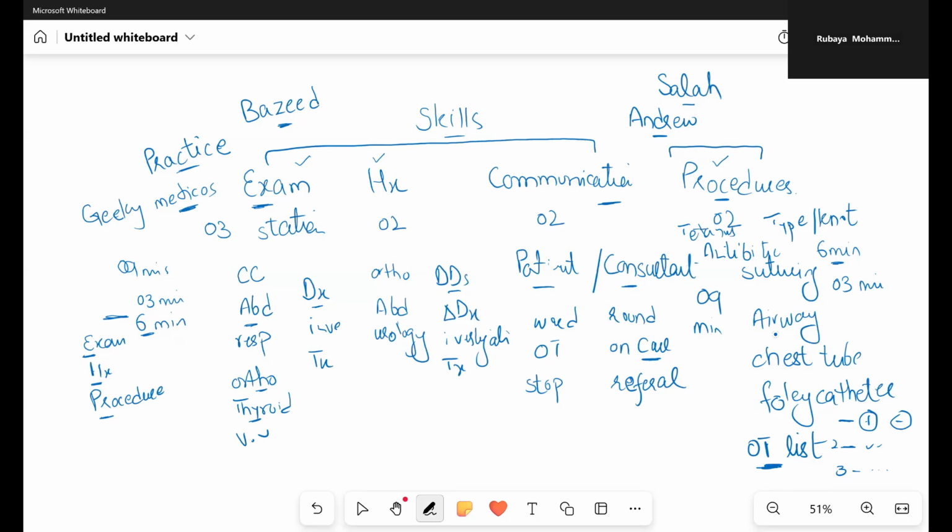Similarly, for the airway, what are the steps? First of all, we go with the chin lift and jaw thrust. Then we go with the Guedel's airway. Then we have the ETT, and then we have the tracheostomy, and in between we have the cricothyroidotomy. You have to follow the steps. They can ask you how to measure the size of the airway, such questions which are very basic and related to the overall concept.